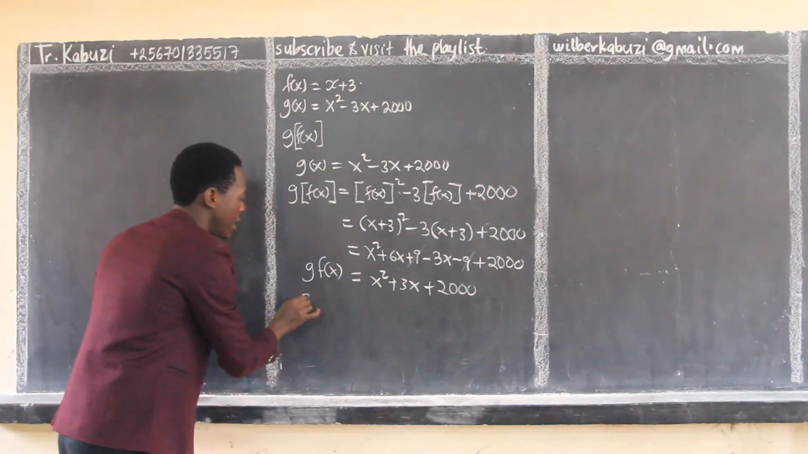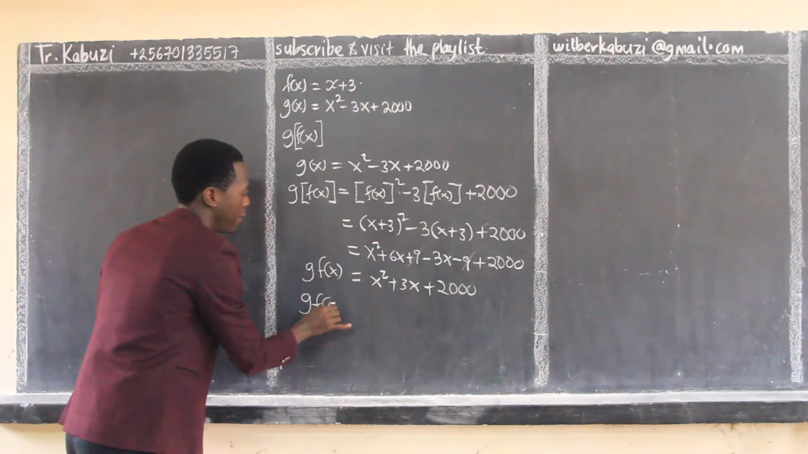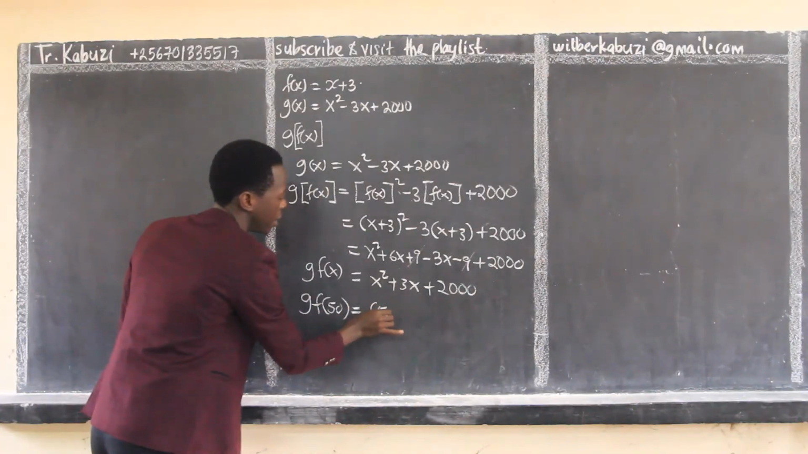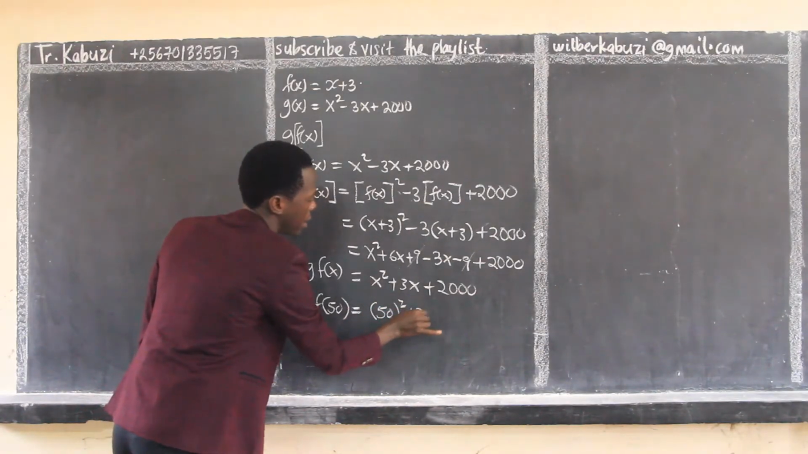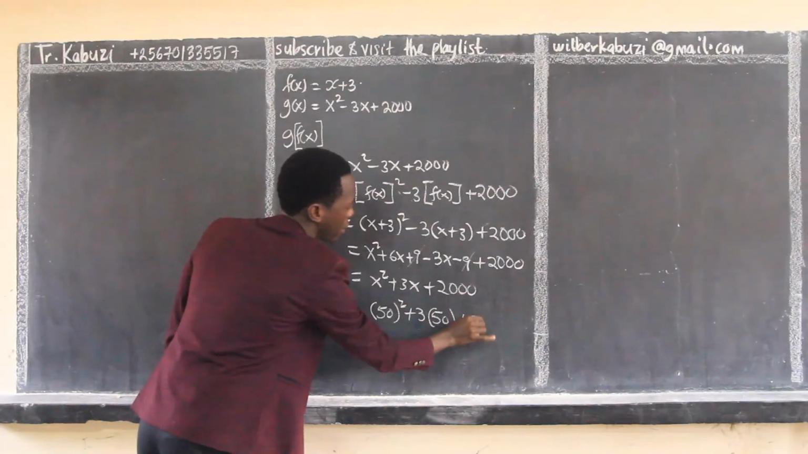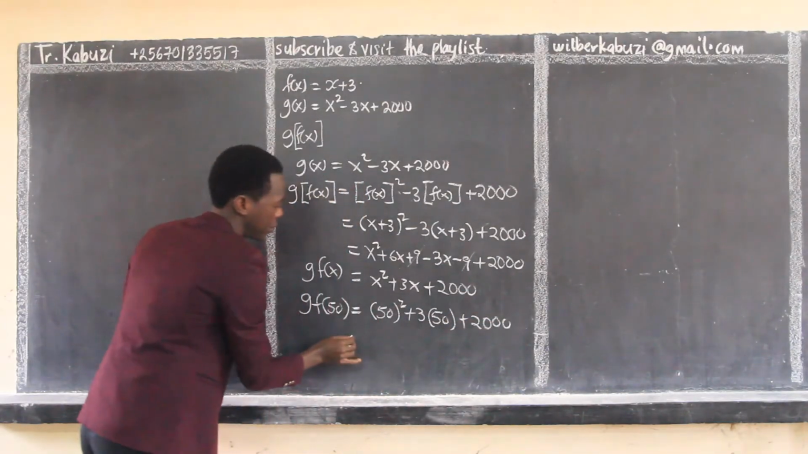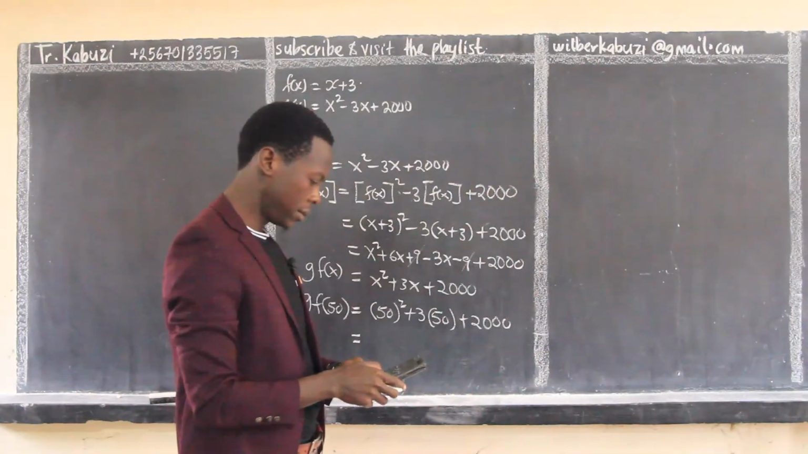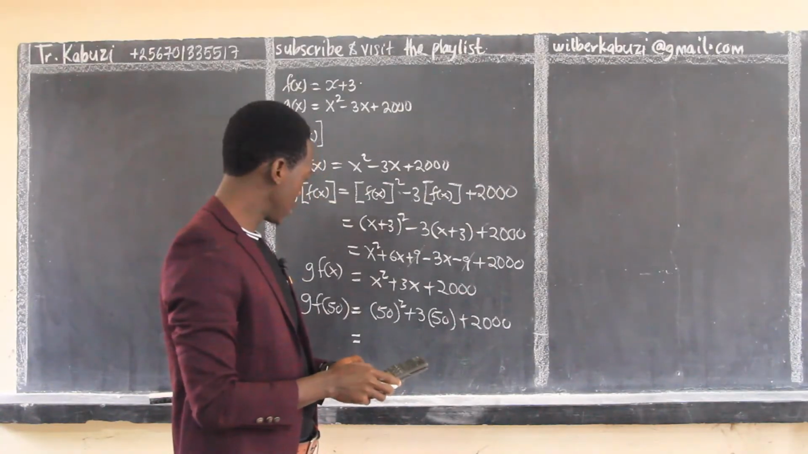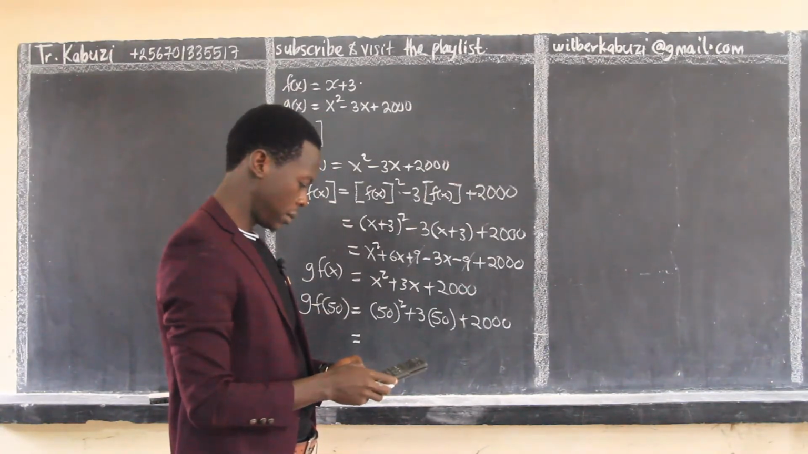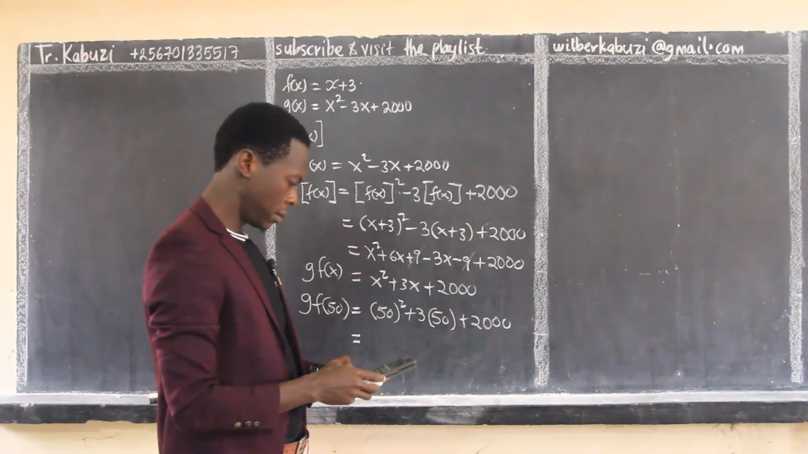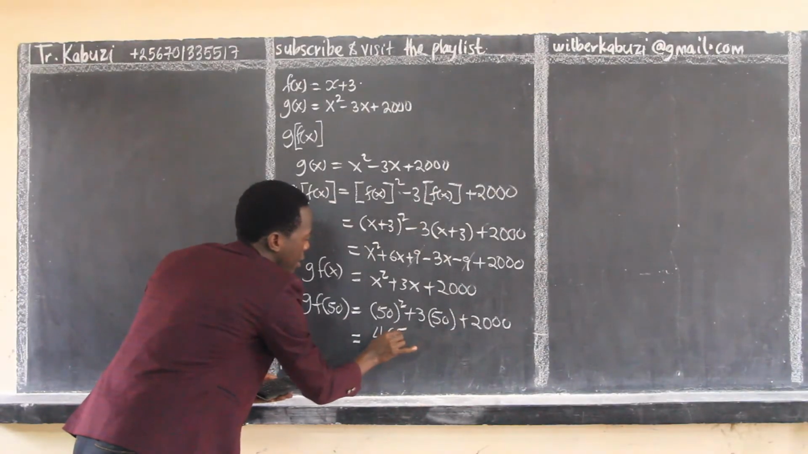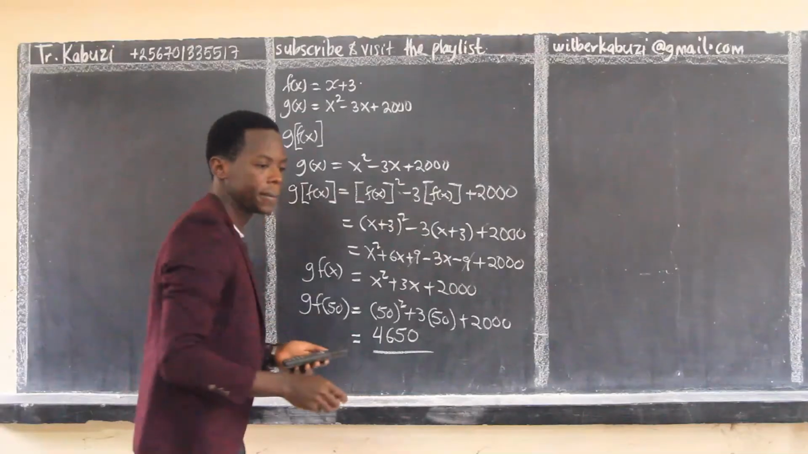So now from here you come and say your g f of 50 is going to be, we'll be now having ... plus 2,000, which will be 4,650. So that's the revenue.